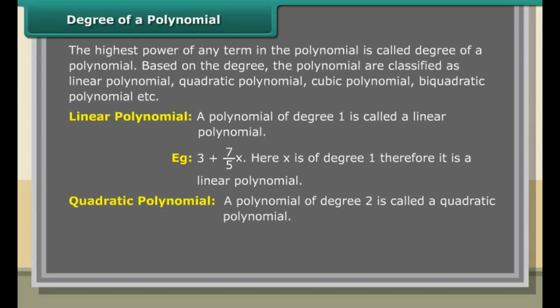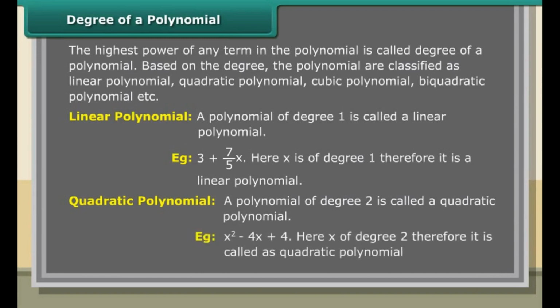Quadratic polynomial. A polynomial of degree 2 is called a quadratic polynomial. Example, x square minus 4x plus 4. Here x is of degree 2, therefore it is called a quadratic polynomial.